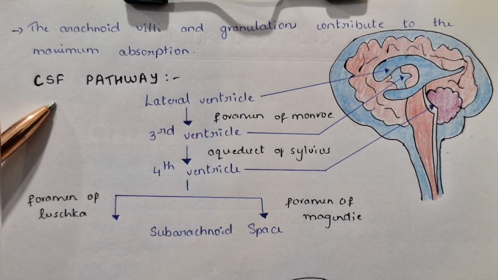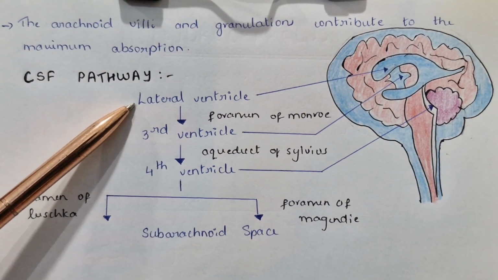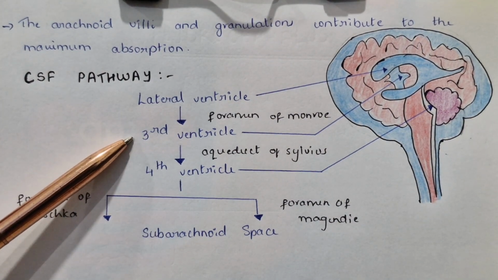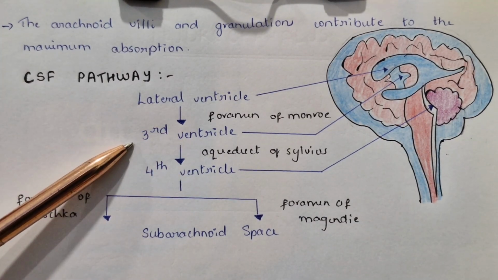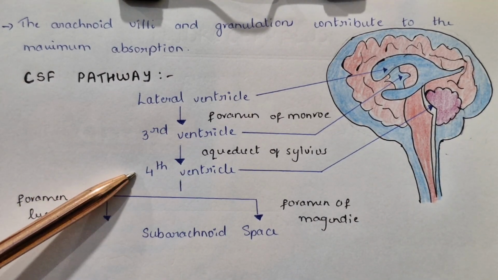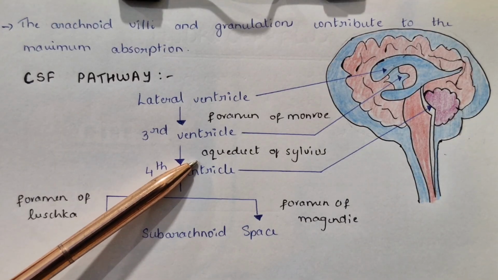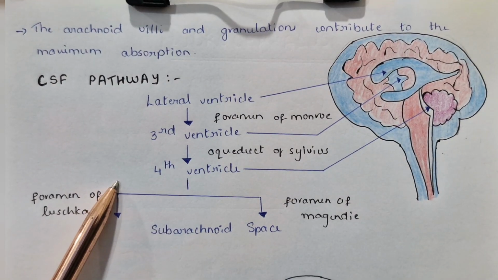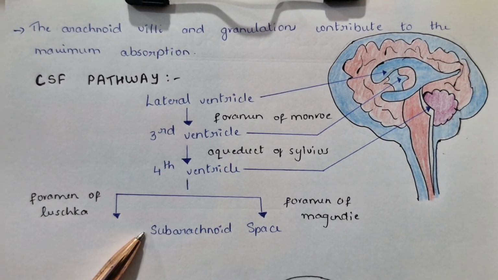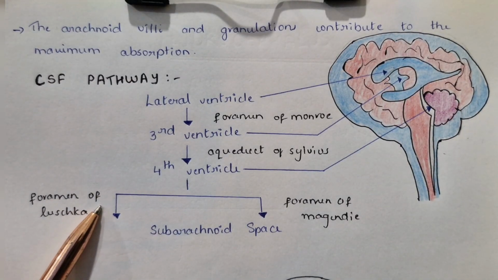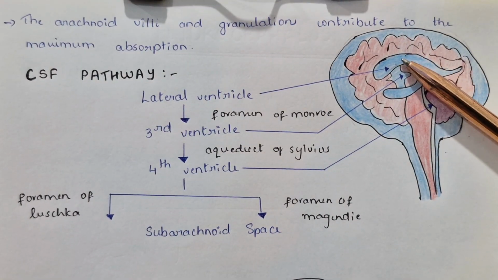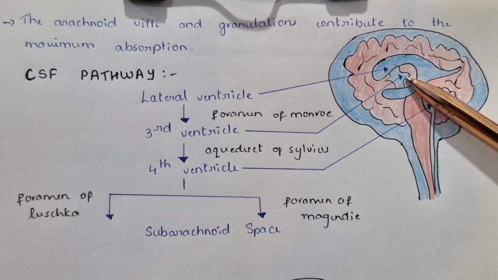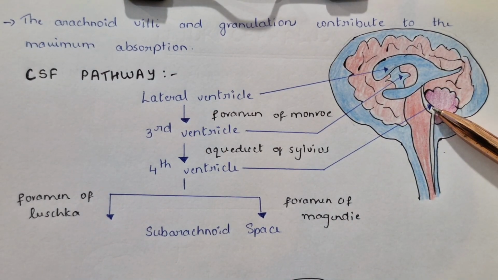Now let's see the CSF pathway. The CSF moves from the lateral ventricle into the third ventricle through the foramen of Monro, from the third ventricle to the fourth ventricle via the aqueduct of Sylvius. From the fourth ventricle, it moves into the subarachnoid space via the foramen of Luschka and the foramen of Magendie. So this is the lateral ventricle, the third ventricle, and the fourth ventricle.